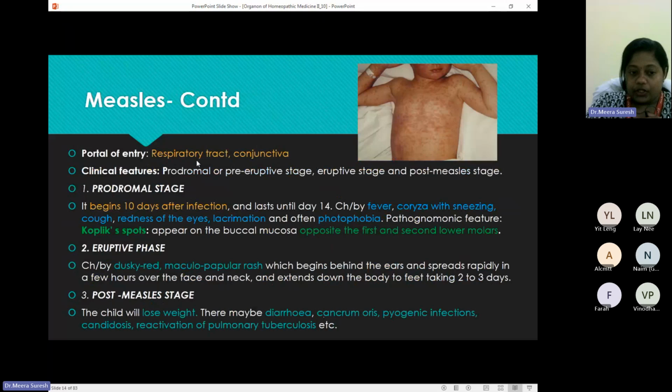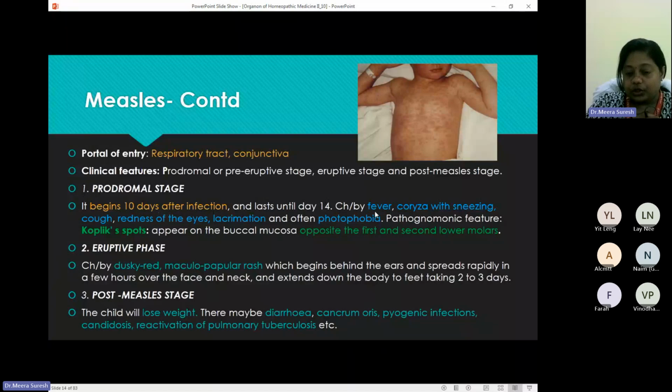Portal of entry, like chickenpox, is the respiratory tract and conjunctiva. Here also we have the prodromal stage, the eruptive stage, and a post-measles stage. The prodromal stage begins 10 days after the infection and lasts until the 14th day. And why do they say until the 14th day? Because from the 14th day, the eruption is appearing. So then it goes into the eruptive stage.